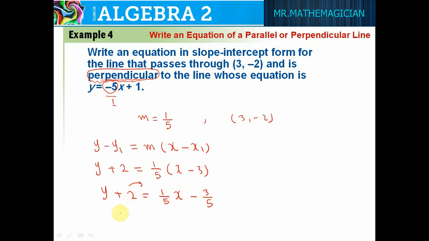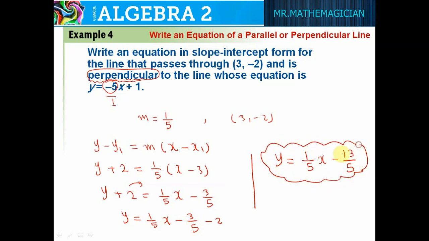Now move this one to the other side, so y equals 1 over 5x minus 3 over 5 minus 2, and this will be y equals 1 over 5x minus 13 over 5. This is the slope-intercept form of the required line. Moving on.